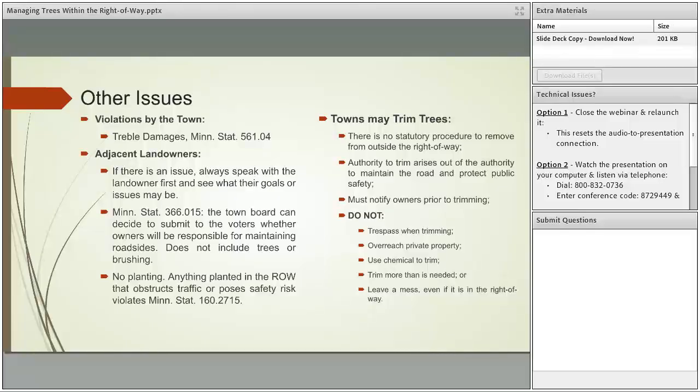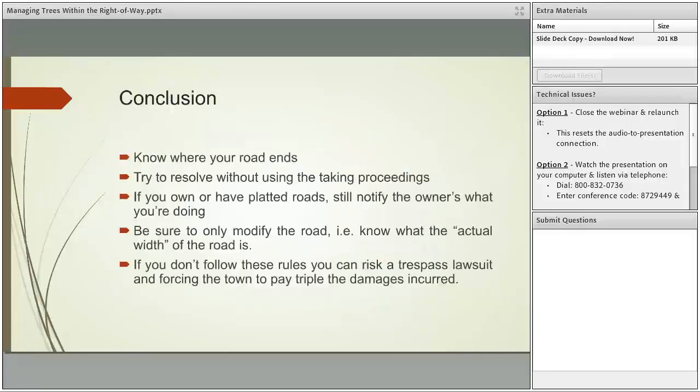And don't leave a mess. This includes on the private property, which you shouldn't be leaving a mess on, because the town can't go onto private property or trim on it. But this also includes the final notes. Know where your road is.